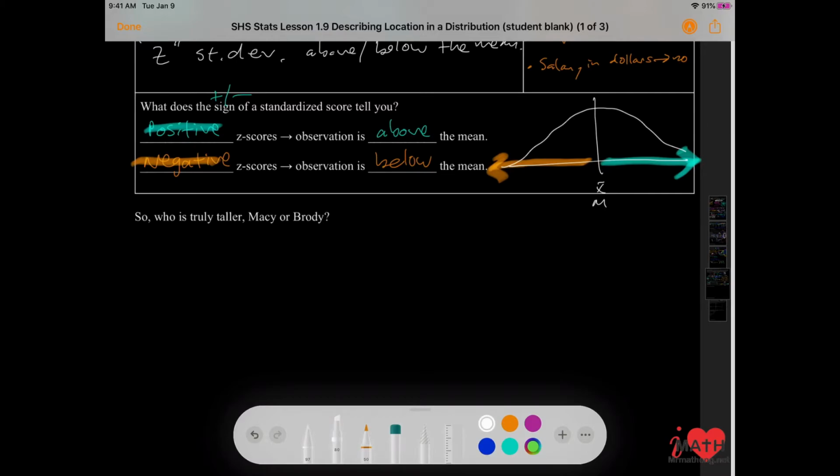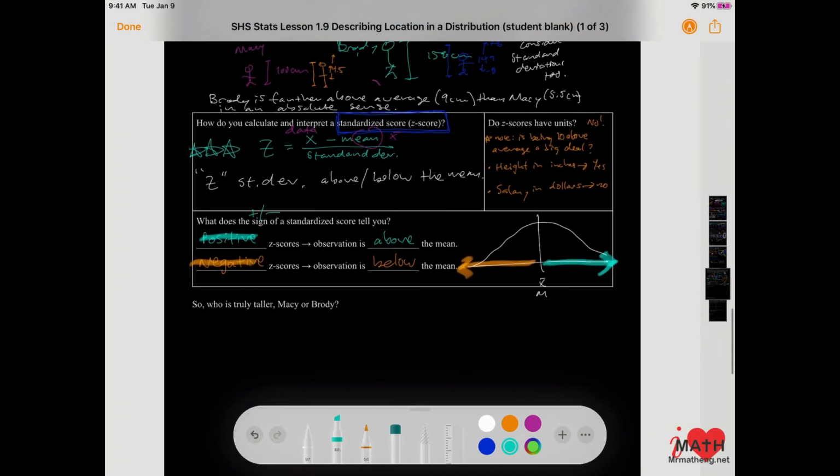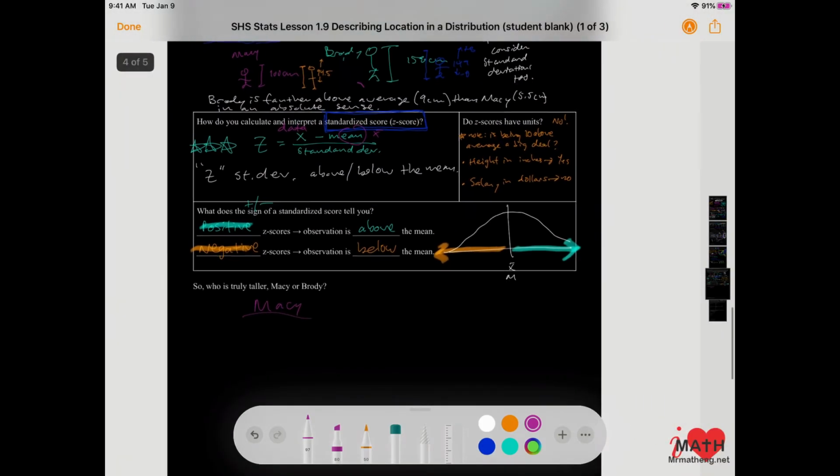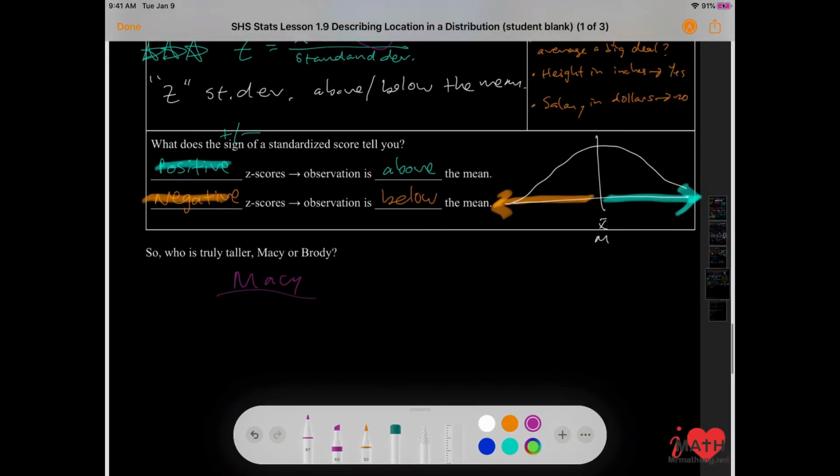So let's figure this out. Let's go back up. Who is truly taller, Macy or Brody? What color do we use for Macy? Macy was pink. Macy, we're going to use that formula, so let's write down the formula again. I like to write down the formula every time. Sounds silly, but at least you know where the information is coming from. x minus x bar over the standard deviation.